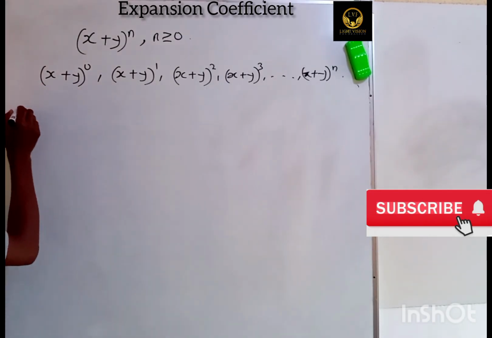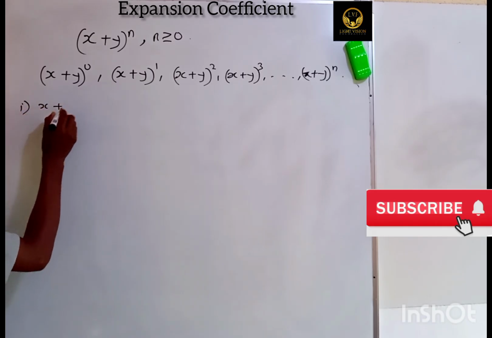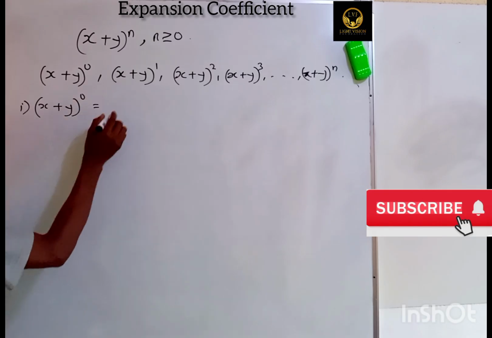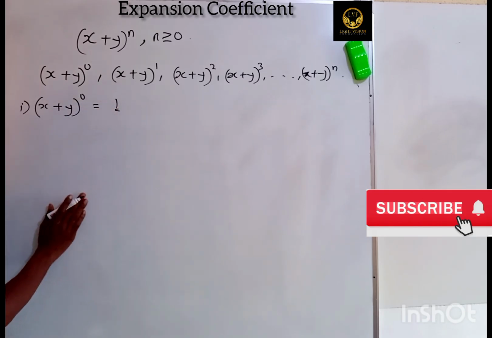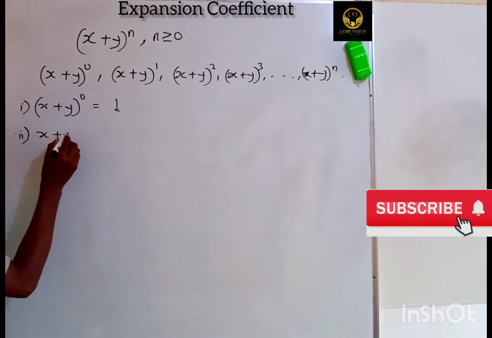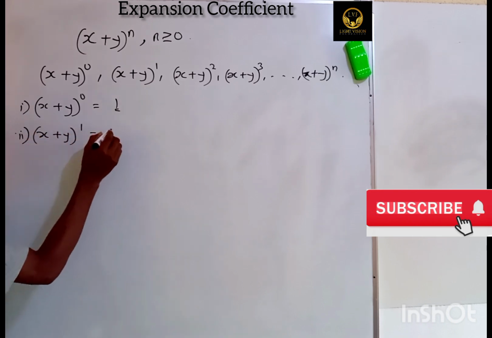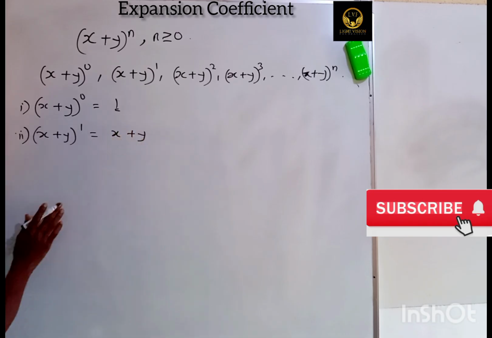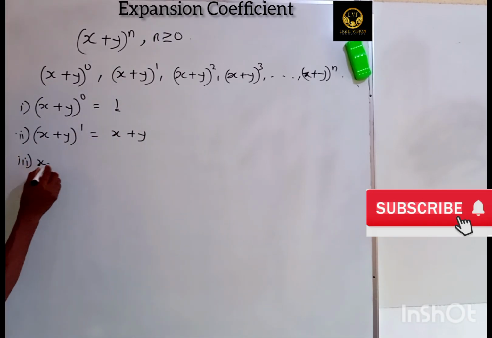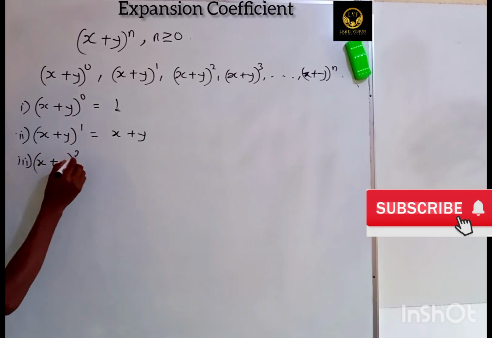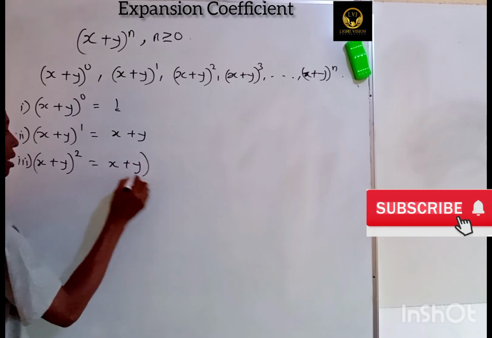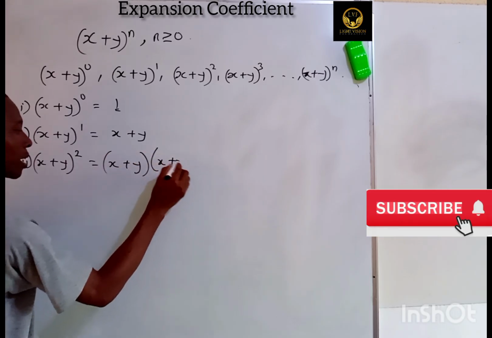Now let's go. First, x plus y raised to the power 0. We know that anything raised to the power 0 is 1 according to the law of indices. Now 2, having x plus y raised to the power 1 gives us x plus y. Right, now the next one, having x plus y raised to the power 2, here we expand this becomes x plus y into x plus y.